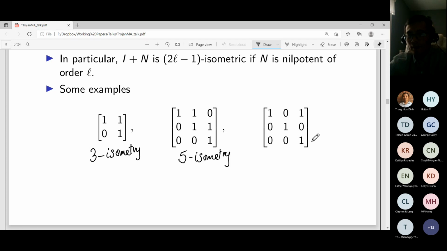For this one, the nilpotent is just the 1 on this corner. So when we raise to power 2, it's already 0. So still, this is a 3-isometry, according to the result above.